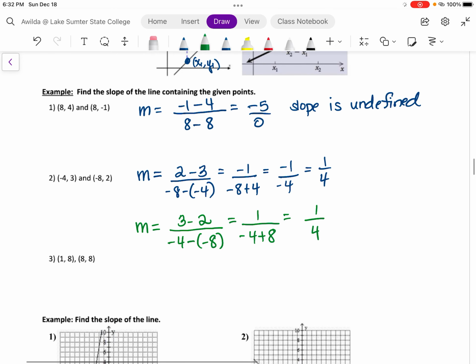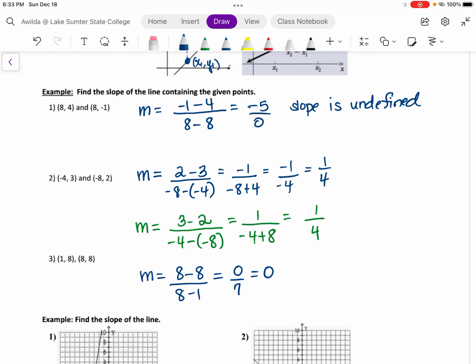Next, let's find the slope of the line that passes through the points (1, 8) and (8, 8). In this case, we have 8 minus 8 in the numerator, and then we have 8 minus 1 in the denominator. That is 0 over 7, which simplifies to just 0. Again, we'll talk about this a little later in this video, but this is a special line as well.